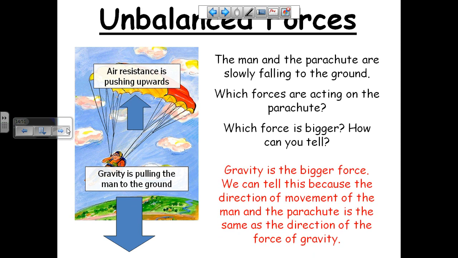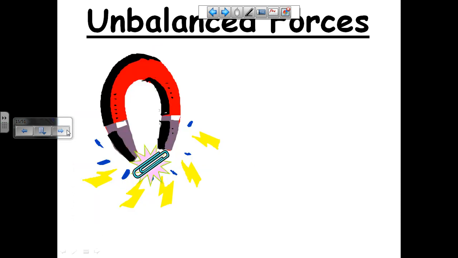So we can tell this because the direction of movement of the man and the parachute is the same as the direction of the force of gravity. Objects will always move in the direction of the larger force. And in this case, the man is falling to the ground because gravity is pulling him down, which is bigger than the force of air resistance. Let's take a look at another example.